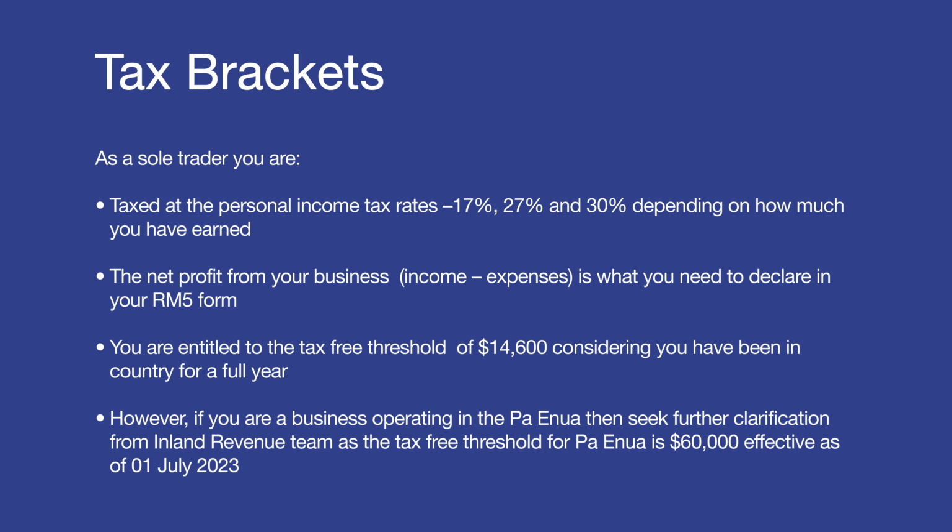As a sole trader, you are taxed based on personal income tax rates of 17%, 27%, and 37%, depending on your earnings. You can find the tax brackets table at the Inland Revenue Office or on their website. You are also entitled to a tax-free threshold of $14,600, provided you have been in the country for a full year. However, if you are in the Pa Enua, you should contact the Inland Revenue team for further clarification, as the tax-free threshold for the Pa Enua is $60,000. That was effective from 1st July 2023.